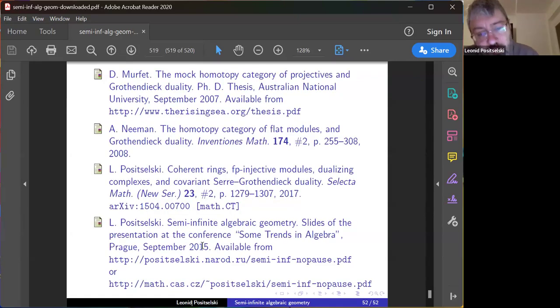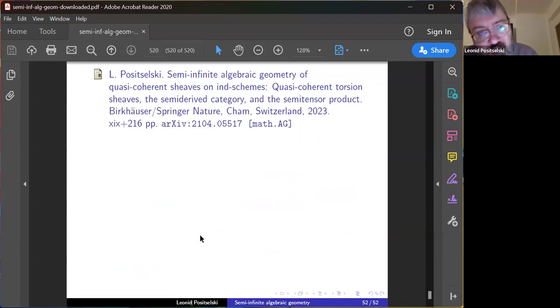which back in 15 was a conjectural program of semi-infinite algebraic geometry. Now it's partly realized in this book, which was published by Birkhäuser. Thank you. This is all I have to say.